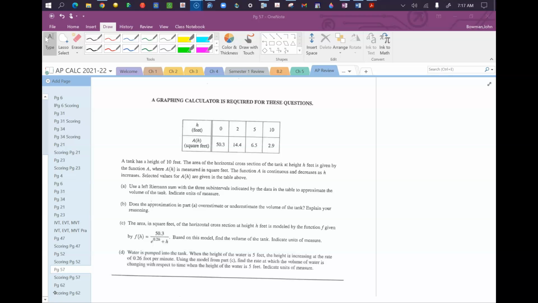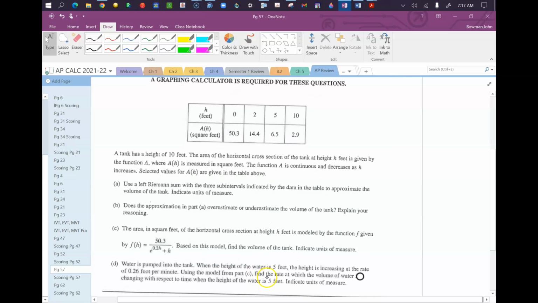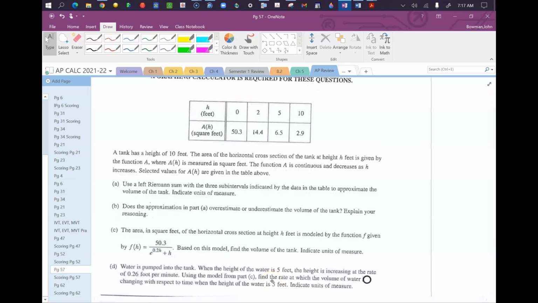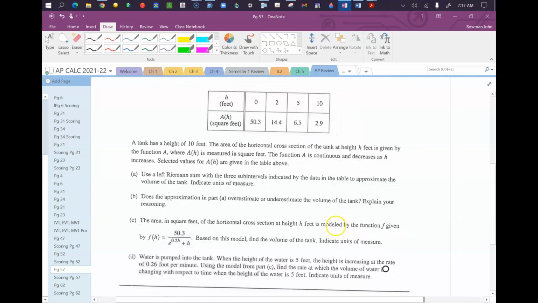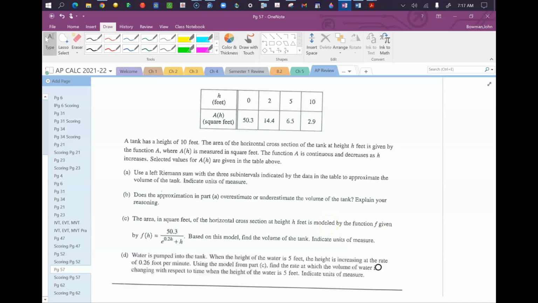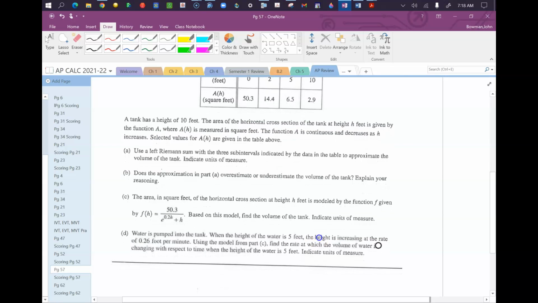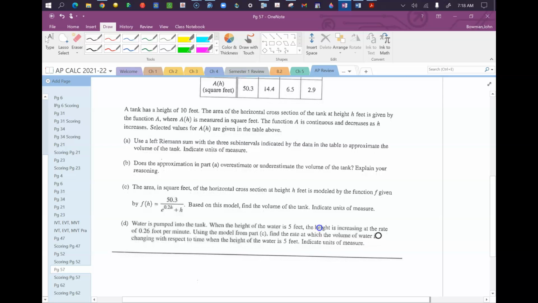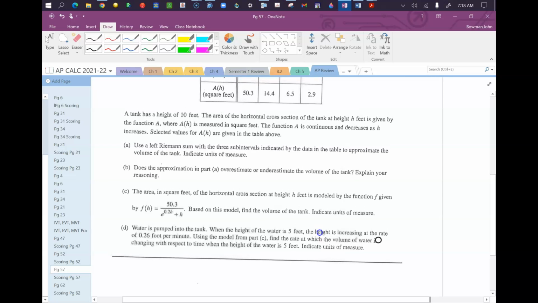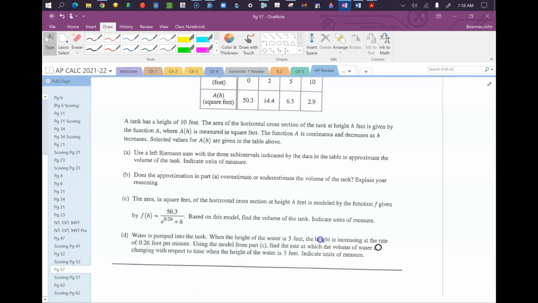In this problem we are allowed to use a graphing calculator and we're given information in a tabular form. Let's see what we have. A tank has a height of 10 feet. The area of the horizontal cross section of the tank at height h feet is given by function a, where a of h is measured in square feet. The function a is continuous and decreases as h increases. Selected values for a of h are given in the table above. Use a left Riemann sum with 3 subintervals indicated by the data in the table to approximate the volume of the tank. Indicate units of measure.